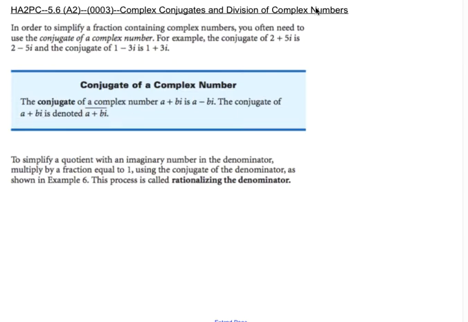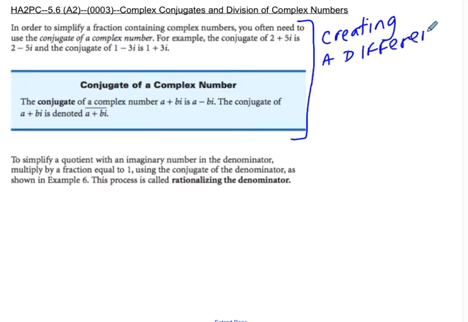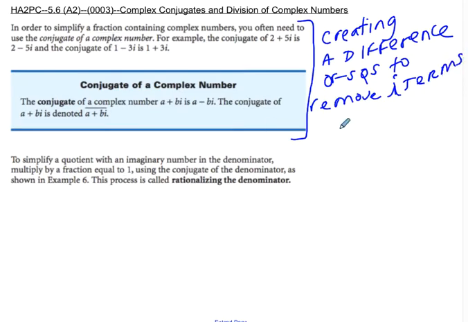So what you're actually doing here, just to clarify, is creating a difference of squares. That's what multiplying a plus bi times a minus bi does. You're creating a difference of squares to remove the i terms. So let me just show you how that works.